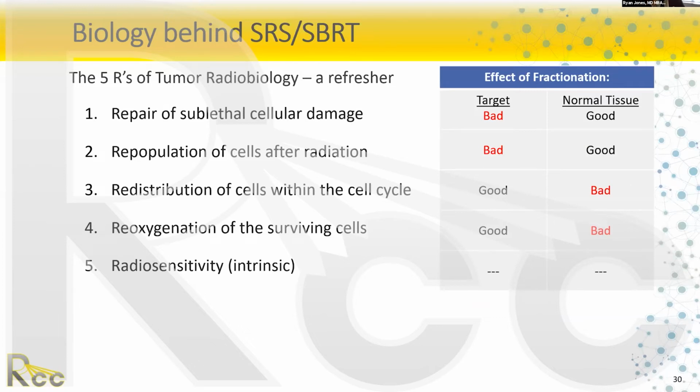If we put these into context for targets and normal tissues, you might say, of what we achieve through fractionation, prolonging the treatment, repair of sublethal damage is bad for targets, but of course good for normal tissue. Repopulation is bad for targets. Redistribution can be great for us for tumors, but bad for normal tissue if they redistribute to radiosensitive phases. And the same pattern holds for reoxygenation.